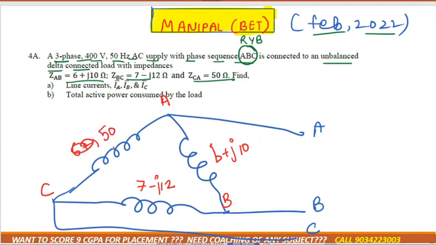So in this case, what we'll do, 50 ohm is the resistance, draw the resistance only, okay? And this one, 6 plus j10, means it is the combination of R and L. This is minus, so it is the combination of R and C, correct? So draw the diagram like this. Understood?